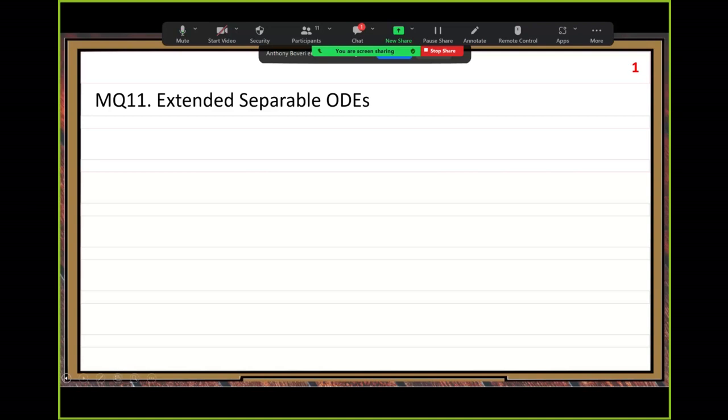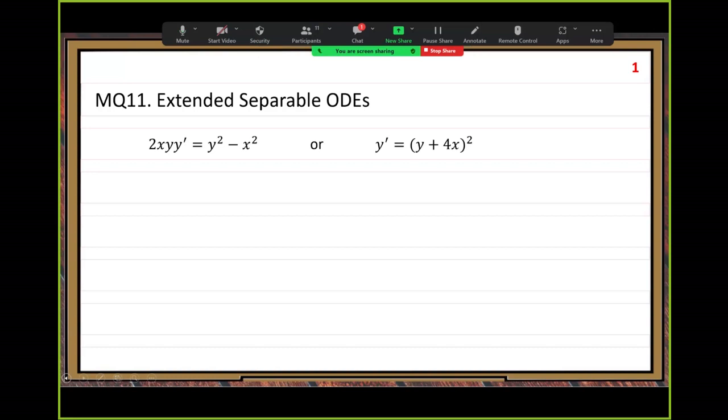Extended separable ODEs. So we jump to extended separable ODEs. Here I give you 2 examples, which we did in class. These 2 have 2 special formats, so you need to recognize these 2 special formats.